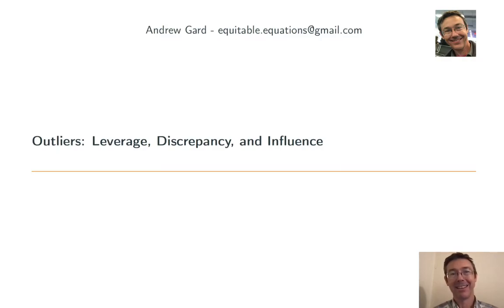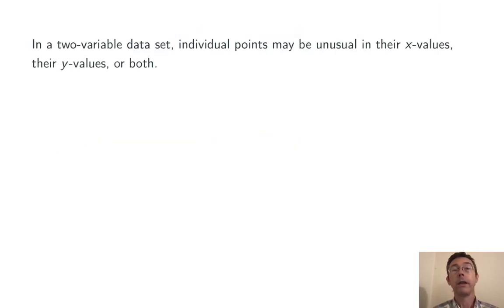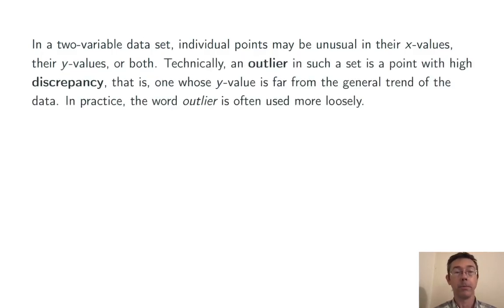Hey everybody. Today we're talking about leverage, discrepancy, and influence in the linear regression setting. I'm going to stick to the situation where there's a single explanatory variable, but everything I say in this video carries over directly to higher dimensions. So, in a two-variable dataset, individual observations can be unusual in their x value, the y value, or both.